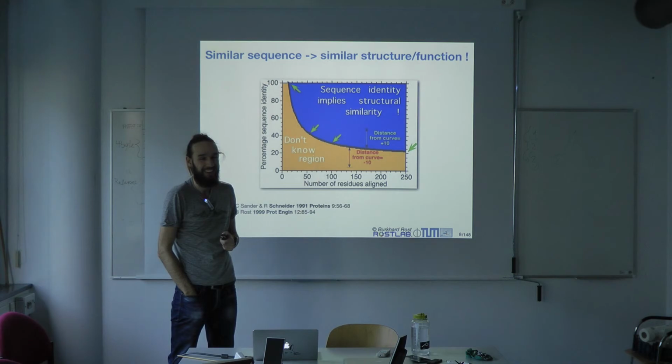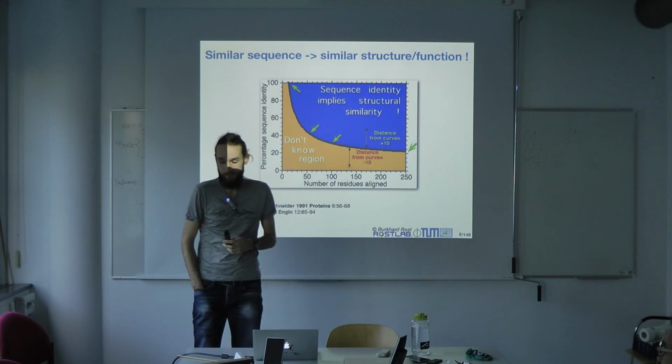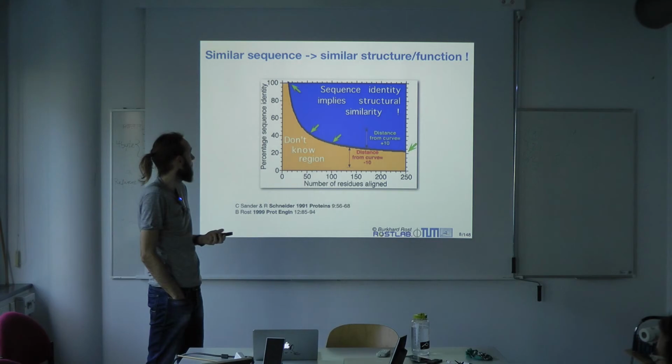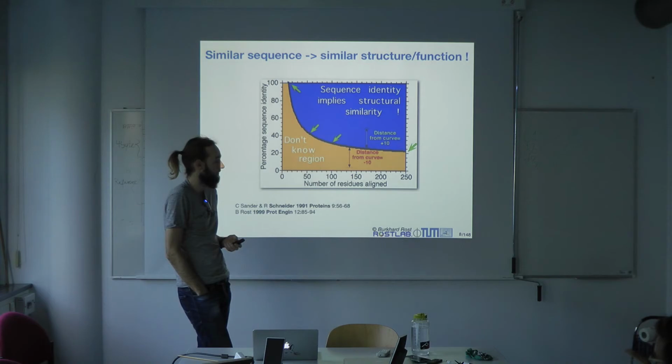So the blue area, I remember there are the proteins with the same structure. True. So above the black curve, we can see that with an increasing number of residues aligned, you need less and less percentage of sequence identity to have a similar structure between the proteins.